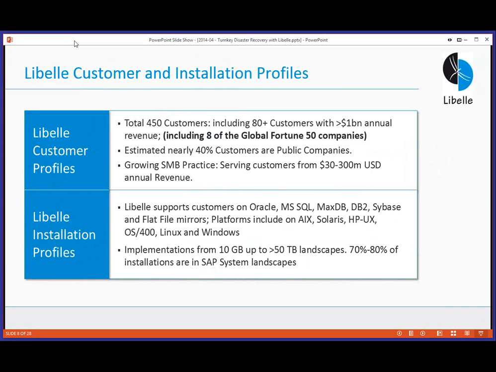When we look at our customers and typical installation profiles, we have more than 450 customers, and of those, we have very, very big customers. We have 8 of the global Fortune 500 companies using our software, and those are really huge customers with more than 1 billion annual revenue. We have more than 40% publicly owned companies, but of course the small and medium business market is also interesting for us. We are serving customers from very small sizes, 30 million up to 300 million US dollar annual revenue. This is our typical SMB customer base.